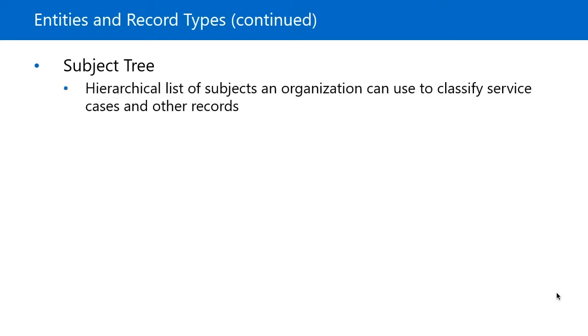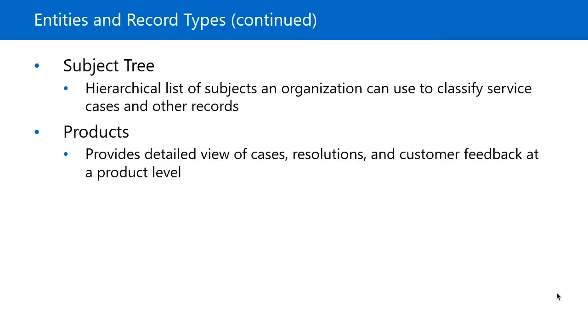Then we also have products. Products within Dynamics 365 product catalog can be related to a particular case and helps provide a more detailed view of cases, resolutions, and customer feedback at a product level. Now, it's important to note that while products can be associated to a case to better categorize particular types of cases, there are no transaction aspects of cases that leverage products for pricing or invoicing. In addition, the use of products with cases is optional and may not be applicable for all organizations.